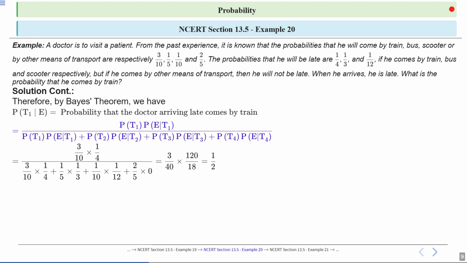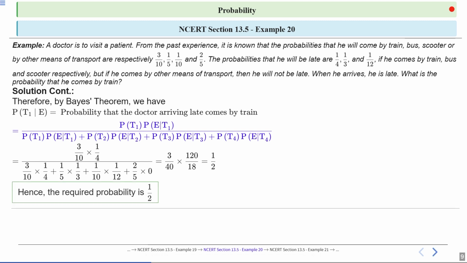Okay, so further simplify it and you will get 3 by 40 times 120 upon 18 which is equal to 1 by 2. Hence the required probability is 1 by 2. So I hope this example is clear to all of you. So now let's move to the next example.